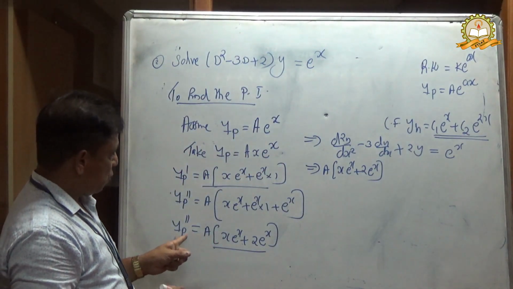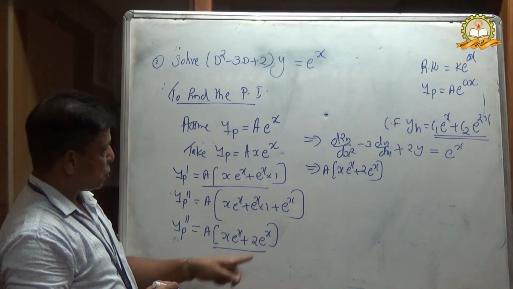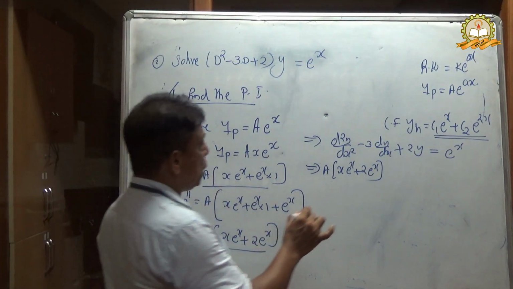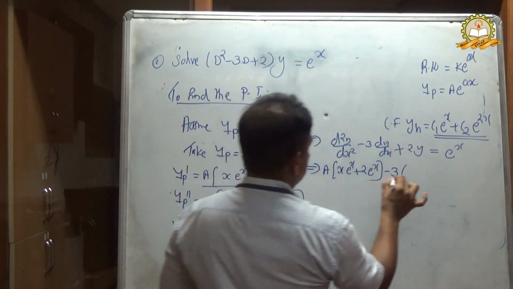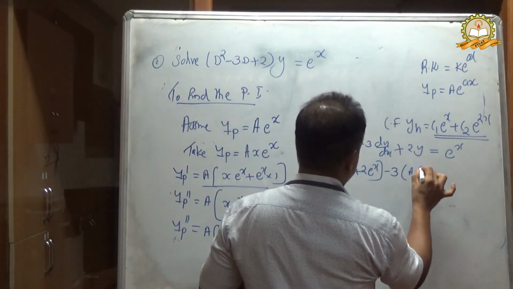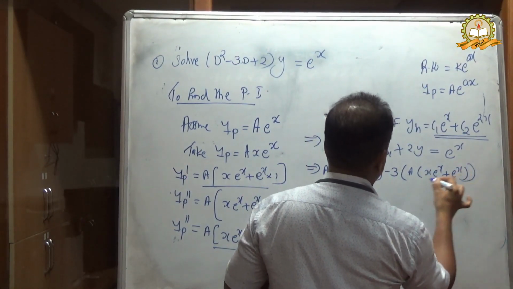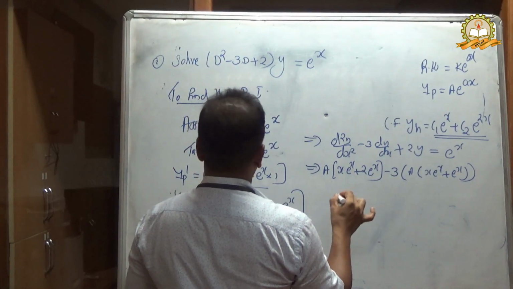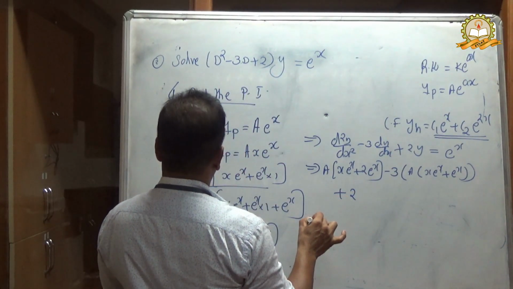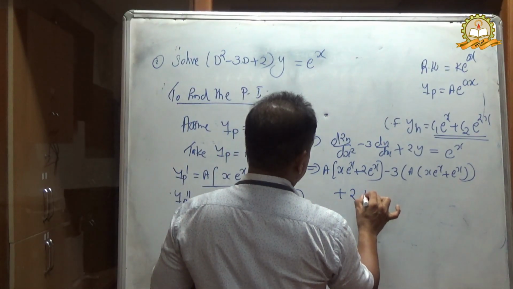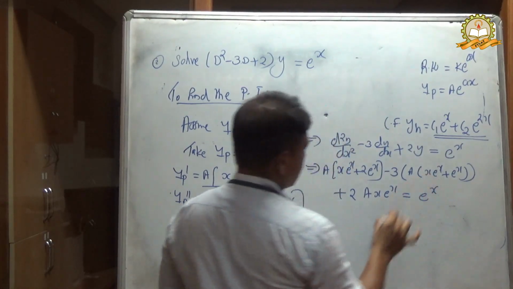Substituting these values, yp double dash: a into x into e raised to x plus 2 into e raised to x. Then minus 3 into dy by dx: a into x into e raised to x plus e raised to x. Then plus 2 into y: a into x into e raised to x, that is equal to e raised to x.